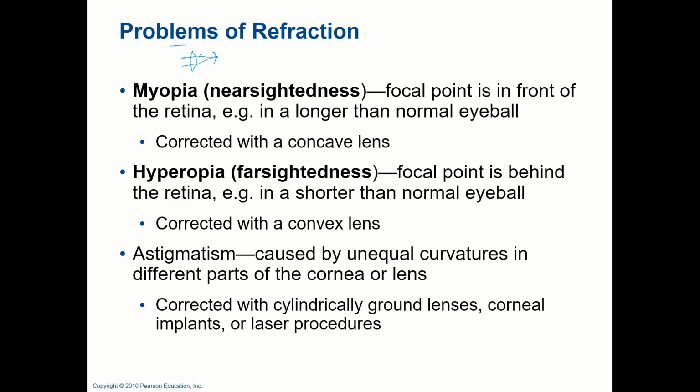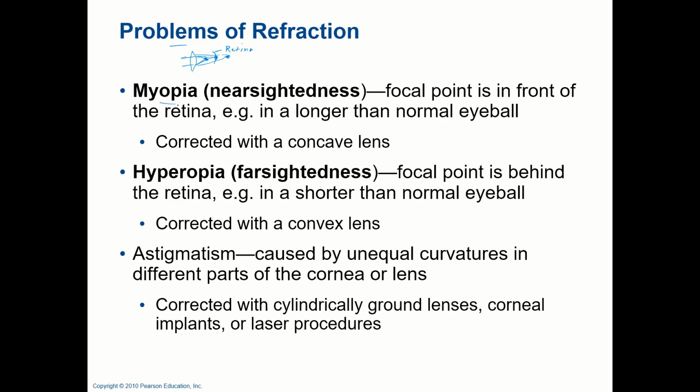Now, if your lens cannot do that, if the light is focused in front of the retina, not exactly on the retina, or behind the retina, in both cases the person will see blurry, will not see clearly. To see things clearly, the light must be focused exactly on the retina, right? So those are the refraction disorders or problems.